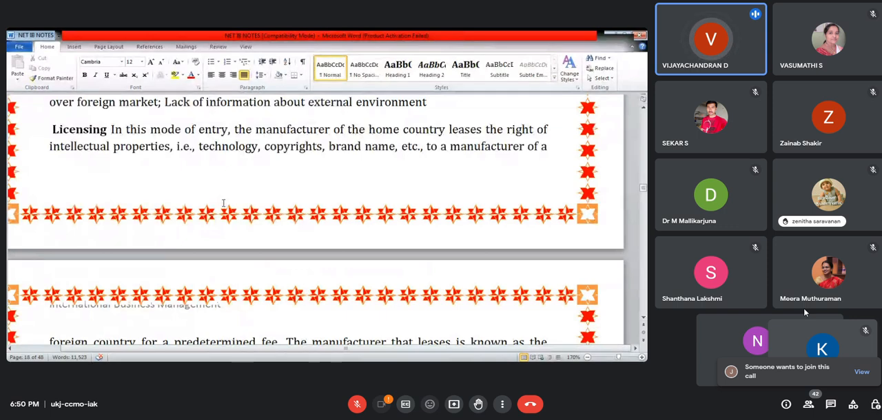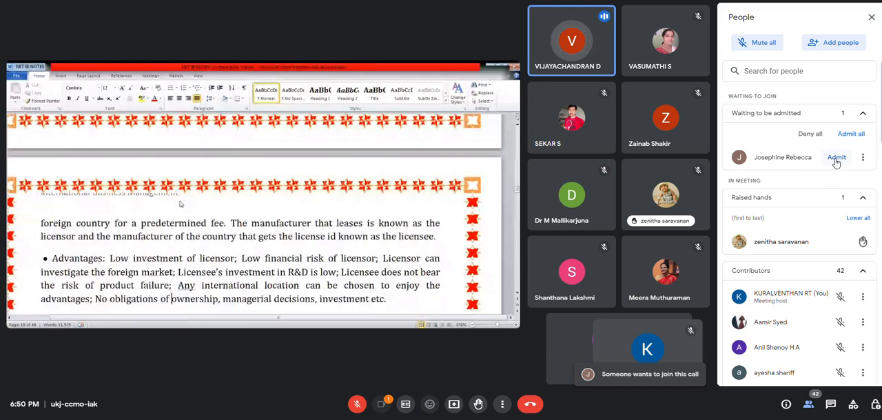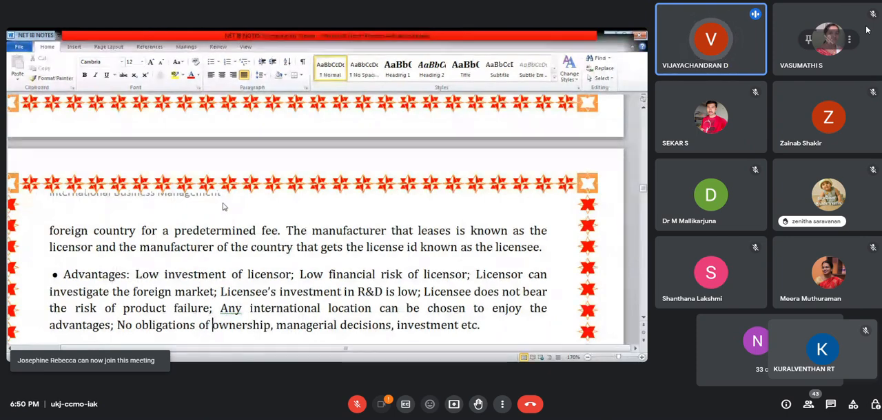You are giving the right to another company. So that is licensing. This is another method of entering into the foreign market. With royalty, you can get the periodical payment for the use of your brand, or for the use of your copyright, or your technologies. That will be used by another company operating in other countries, with a fee of royalty.